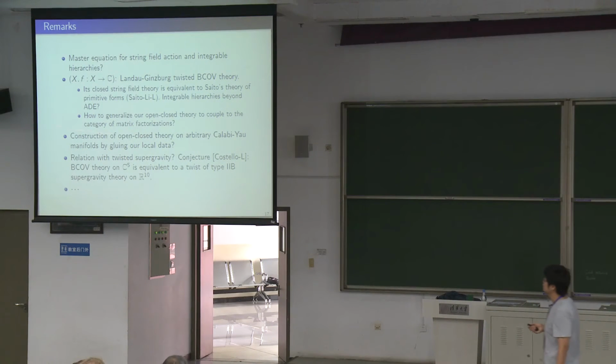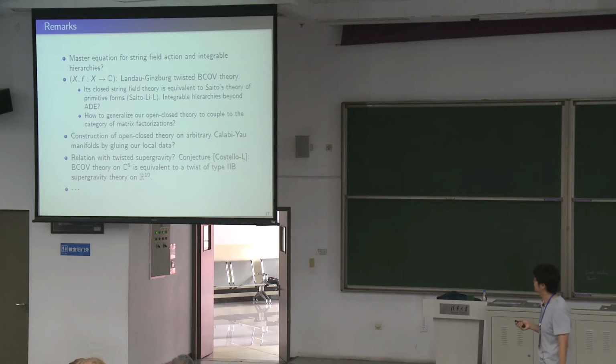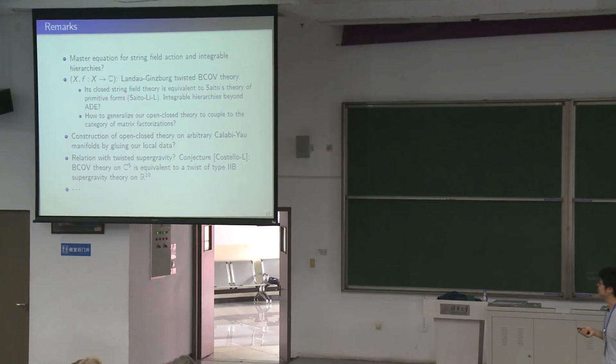And also, you can look at how, in this case, the open-closed theory is formulated. It's going to be coupled to some category of matrix factorizations. That'll also be very interesting to understand. Also, one of the crucial things, again, is to construct the whole quantum theory on an arbitrary compact Calabi-Yau, probably by gluing our local data and things like that. So I hope to understand this more later.